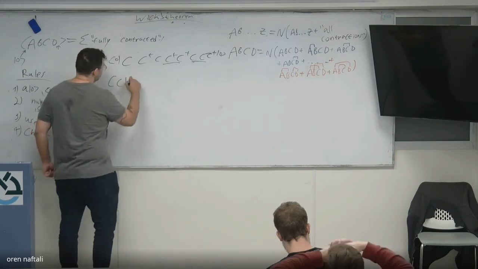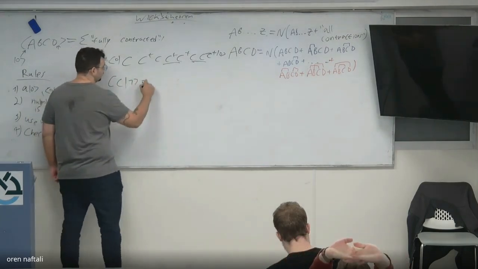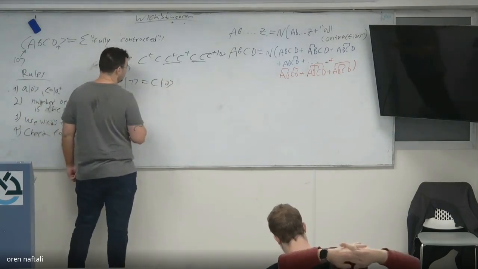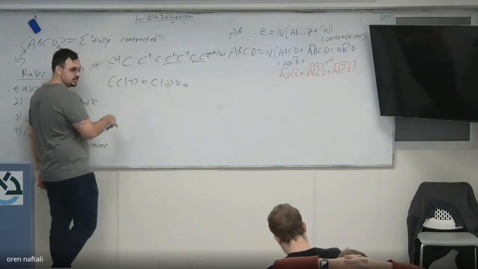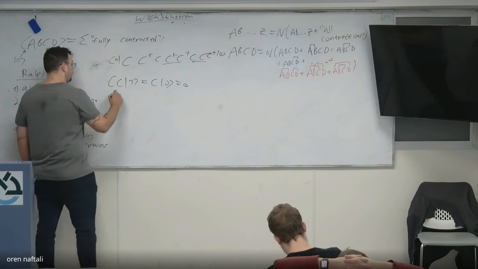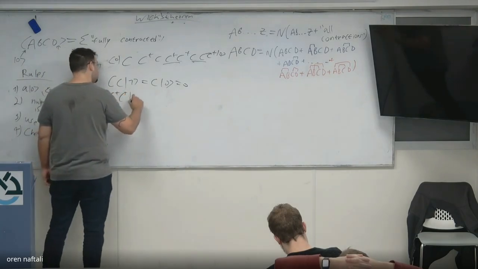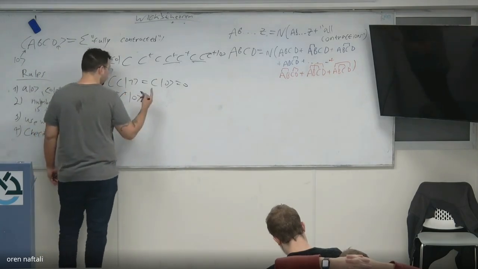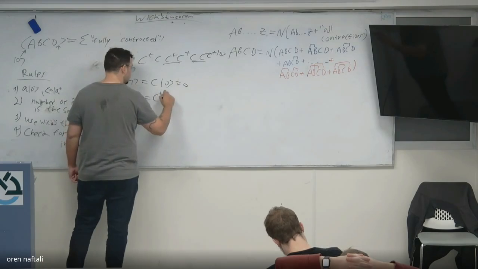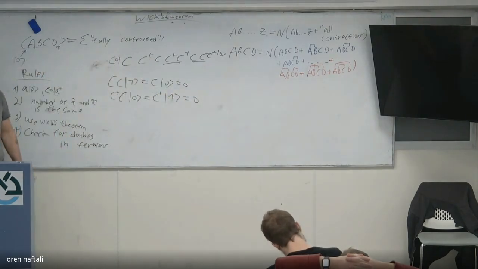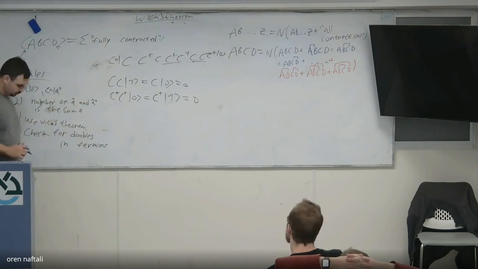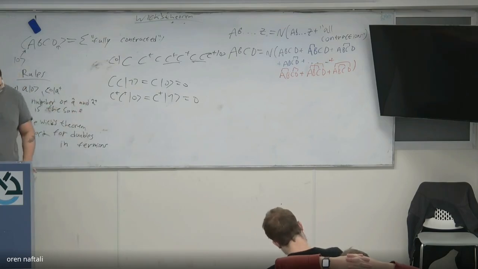If I have CC over |1>, the first one will be an annihilation operator over |0>, which cancels out and ends up 0. Of course, if there's a 0 here, it's very trivial. And if you have two creation operators over |0> or |1>, you'll get C dagger C dagger |1> equal 0 because of the Pauli exclusion principle. So this is an extra little thing.